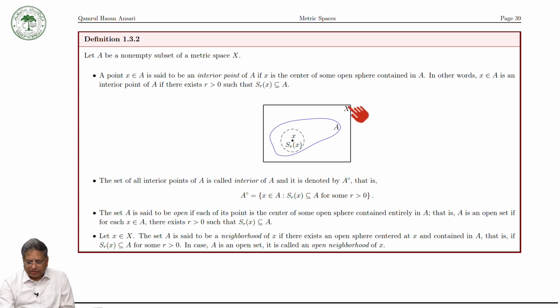Suppose we are considering a metric space with metric D, and this is a set A, and the point x is a point in A. Then this point x in A is said to be an interior point of A if x is the center of some open sphere contained in A. That is to say, if there exists a real number r greater than 0 such that S_r(x) lies within A. Then this point is called the interior point of A.